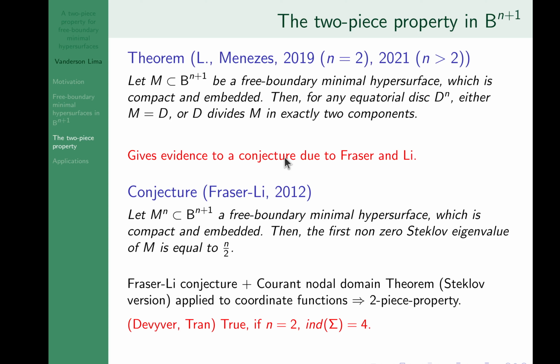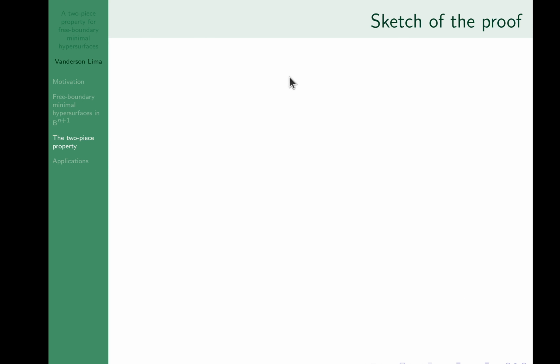Let me mention that Devyver and Tran independently proved that the conjecture is true if the ball has dimension 3 and the Morse index of the surface is equal to 4, which is the index of the critical catenoid. So now I move to a sketch of the proof of the two-piece property.